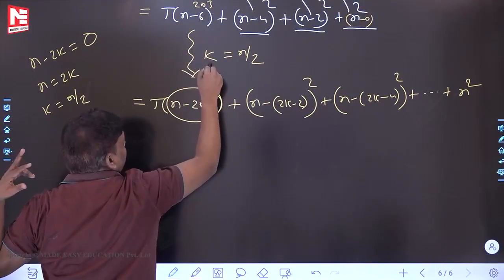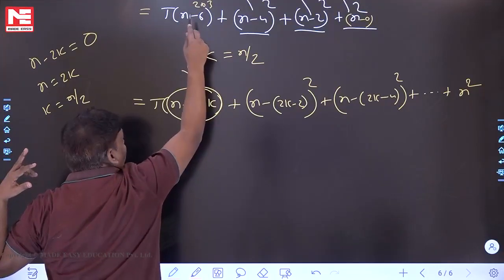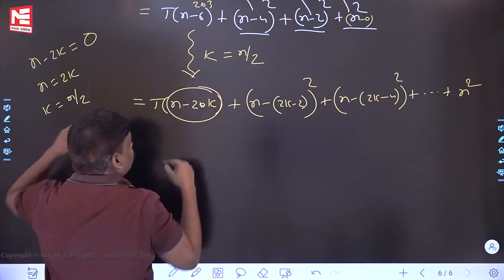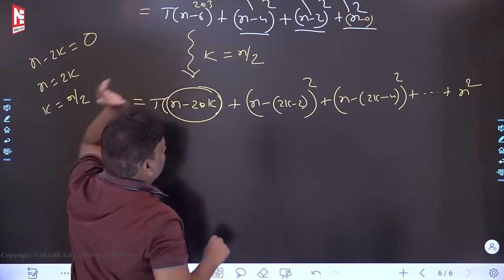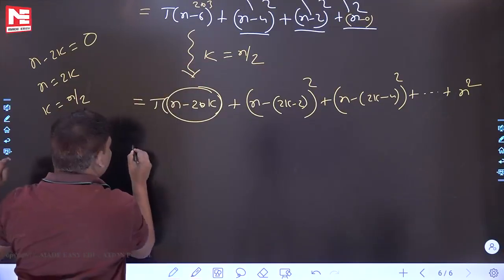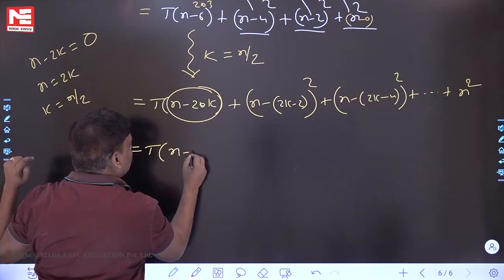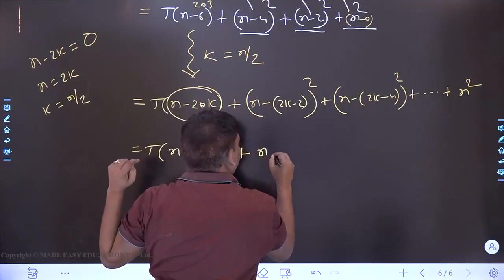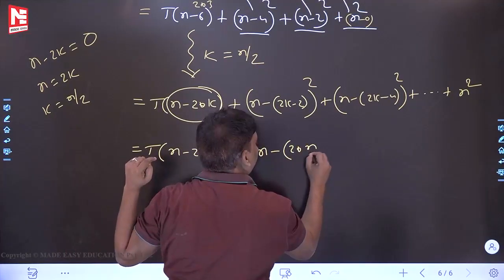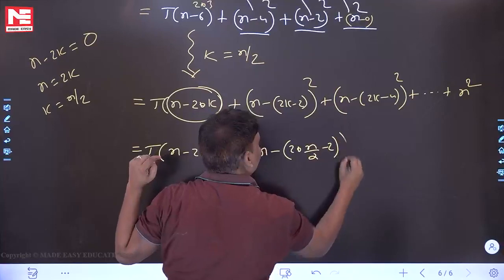This K is nothing but how many times you have to substitute to get the termination condition. Because every time 2 is subtracting, K times where K is n by 2, right? Replace K by n by 2. This will become T of n minus 2 into n by 2, which becomes n minus 2 into n by 2 minus 2 whole square.